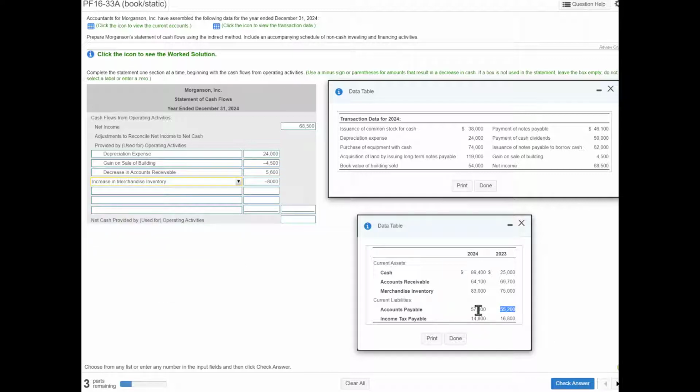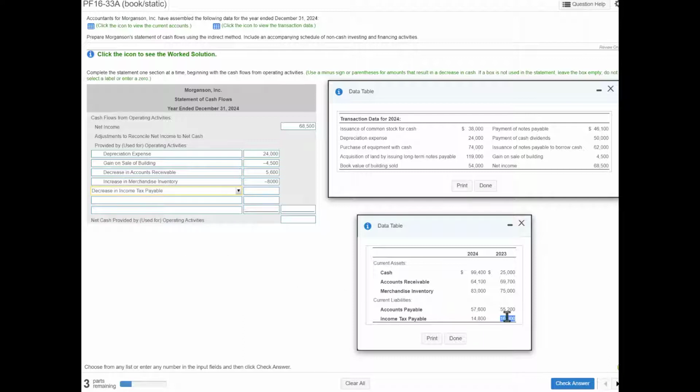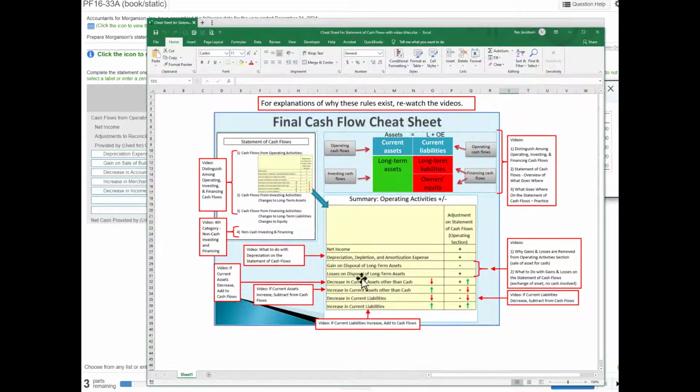Next, we've got AP going up, and we've got income tax payable going down. Let's start with income tax payable. That's easier to understand. Decrease in income tax payable. So if income tax payable went down, what happened to cash? Cash must have gone down. We must have paid it off. So let's see, the difference is income tax payable, $2,000. So because cash went down, negative $2,000.